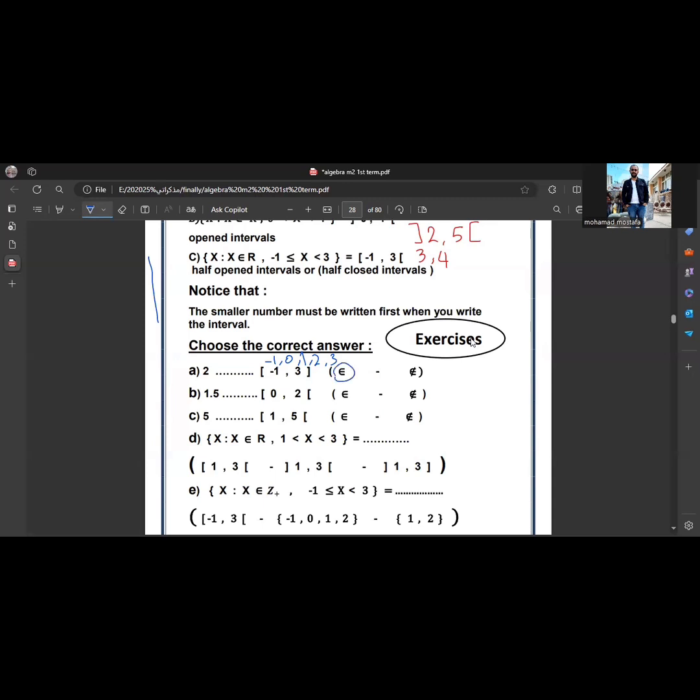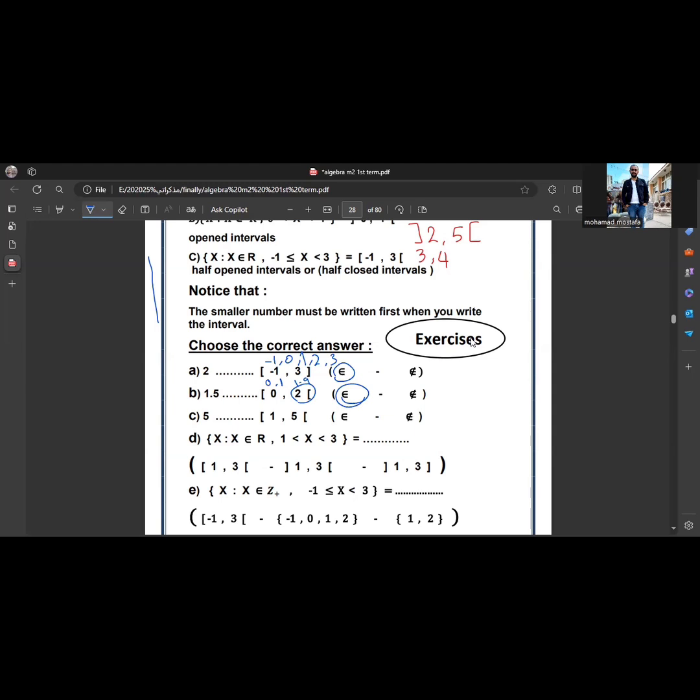Next, 1.5 to 0 and 2. Before 0, I have 0 and 1, but I don't have 2. So after 1, I can't get it. Do I get it or not? I don't have 2, but I have any number before 2. I have 1.9, so choose belong.